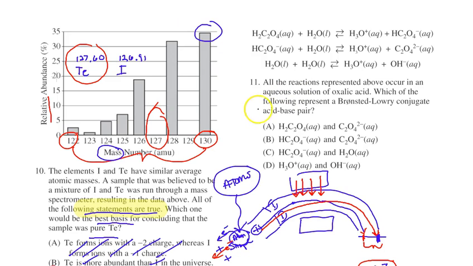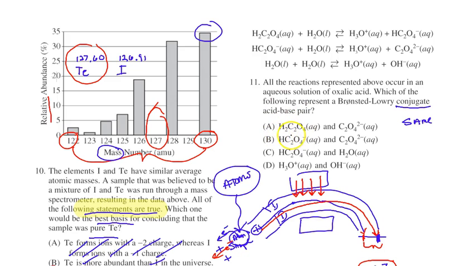So number 11, we have some reactions represented above. An aqueous solution of oxalic acid. Which of the following represent a Bronsted-Lowry conjugate acid-base pair? Conjugate is the same chemical, plus or minus a hydrogen. So we're looking for a conjugate acid-base pair. We're looking for something that is the same chemical plus or minus an H.